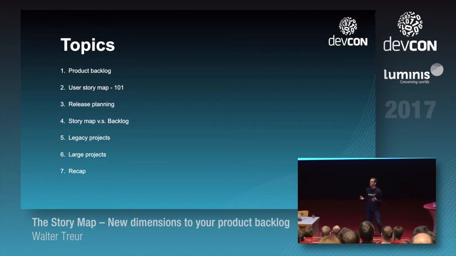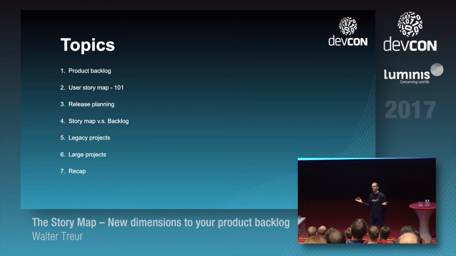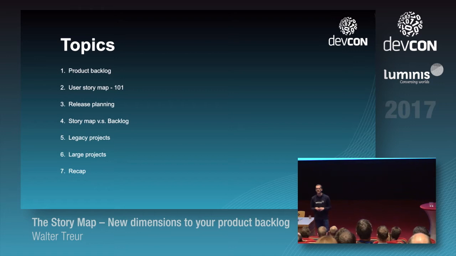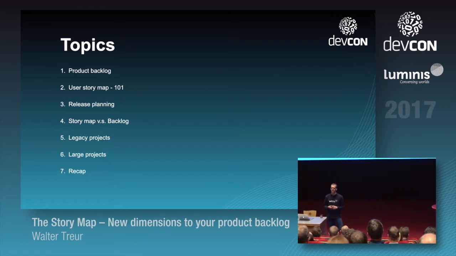I want to talk about legacy projects. I was confused about the term, but it's basically projects that you're already working on today, so your non-greenfield projects, so to say. If we have time, I want to talk about how you can apply story maps in larger projects where you are working with multiple teams on a single product. And then, by the end, some recap.